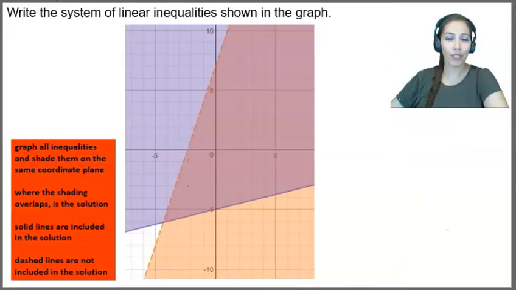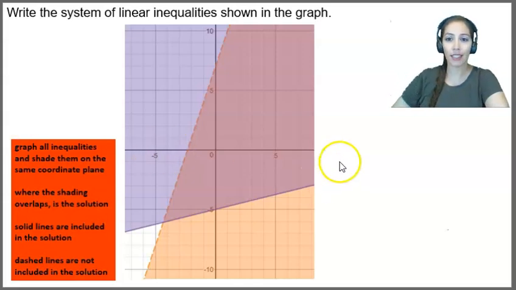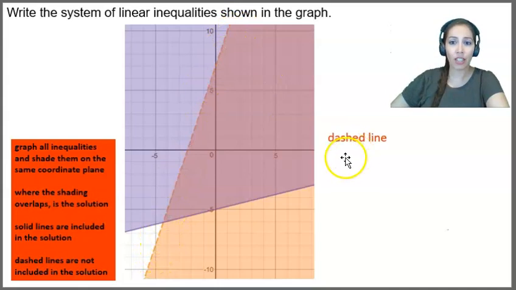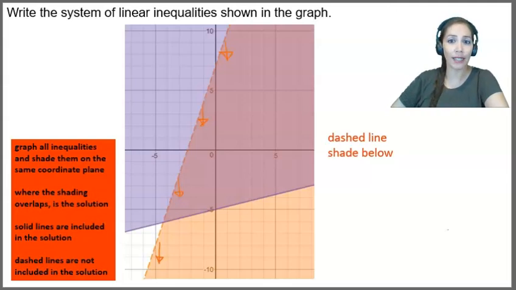Now that we have Chloe's cheat sheet notes, let's go ahead and look at each one of these lines. So the first one that I can see right here, I have a dashed line. So I'm going to look at this dashed line in this orange color. I can see just by looking at this that it is shaded below. So if it helps you, draw arrows. You can see here that I have that orange line and we shaded below. So I'm just going to draw those arrows just to remind me that we shaded below that line, just to help me understand what's going on in this graph.